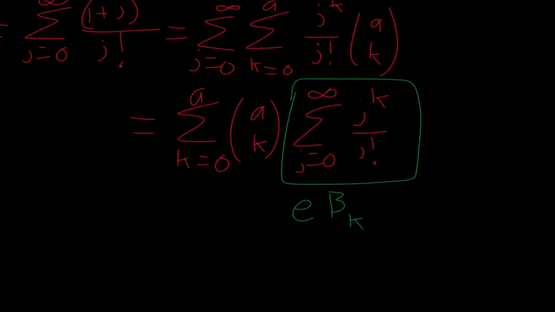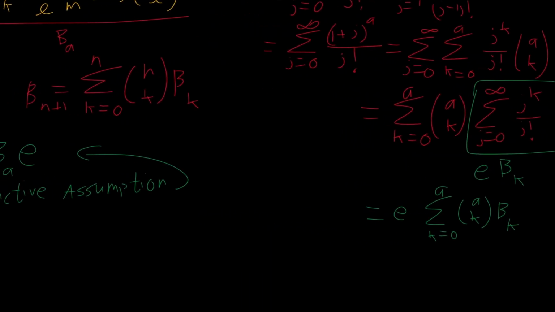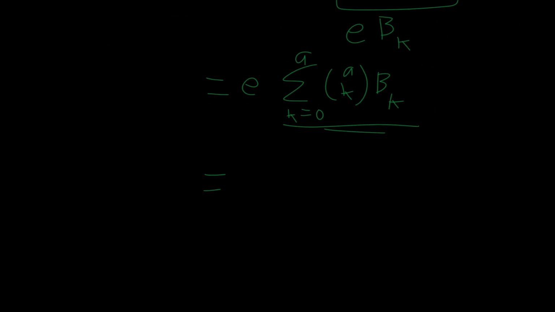So factoring out the e, we find that we have e times the sum from k equals 0 to a of a choose k, B_k. But you'll also see here that by our recursion relation for the Bell numbers, this is really just B_{a+1}. So what we found, and effectively proven, is that the next term in our series is going to be e times the (a+1)th Bell number.